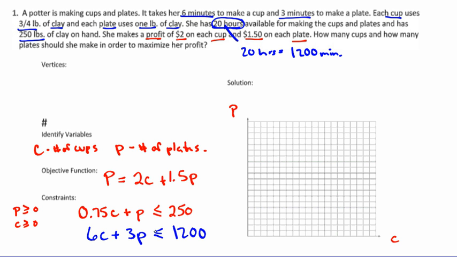And once we've done that, these are the things that we have to graph. We know that P has to be greater than 0, C has to be greater than 0. We're looking in this area, and I made P my y-axis, so I'm going to solve both of these for P. And what this one looks like will just be subtract 0.75C. And for this one, I have to subtract 6C.